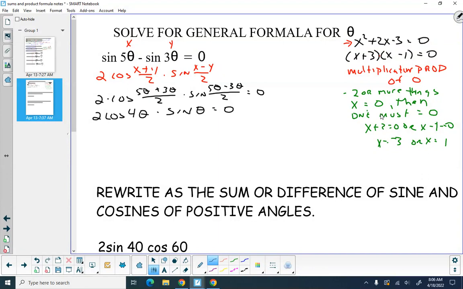So what we've been able to do is transform addition into multiplication. Now we can use our multiplication property of 0. If two or more things are multiplied together and they equal 0, one of those things must equal 0. So we have 2 could equal 0, cosine of 4 theta could equal 0, or the sine of theta could equal 0.